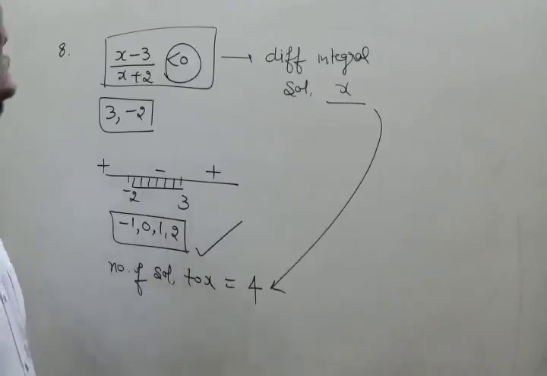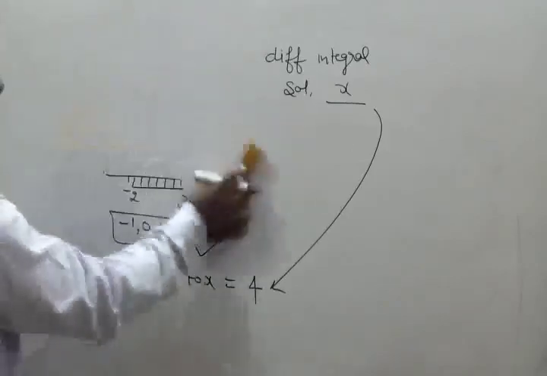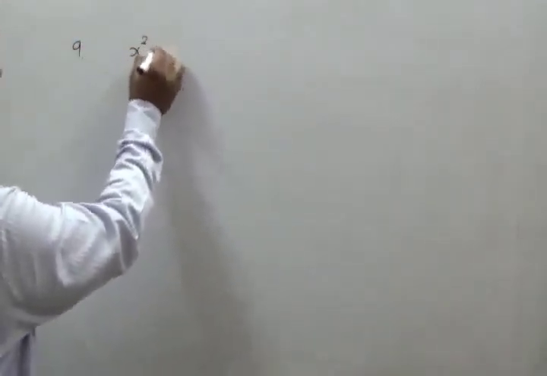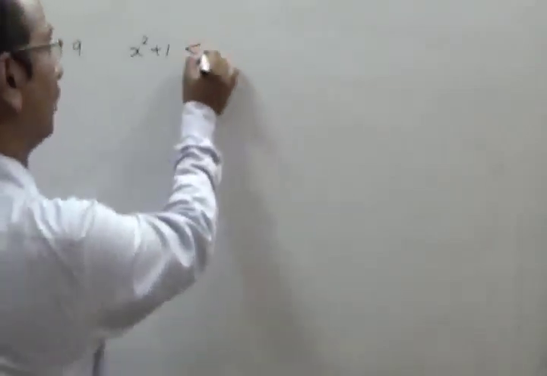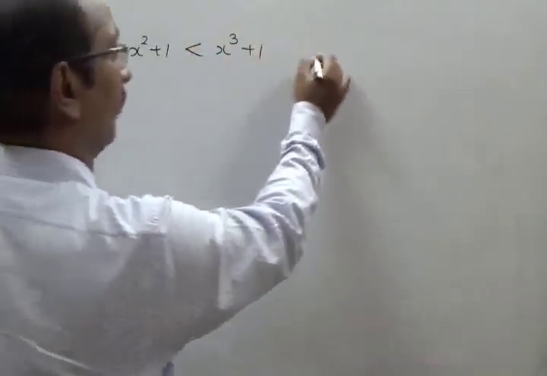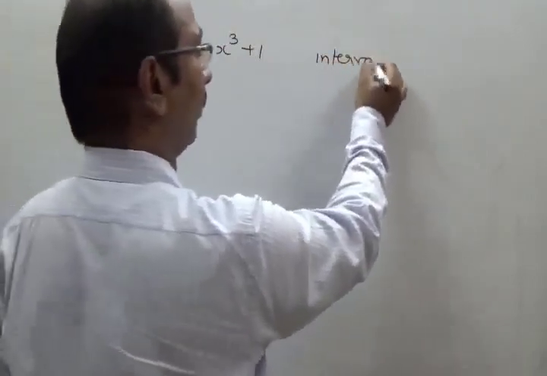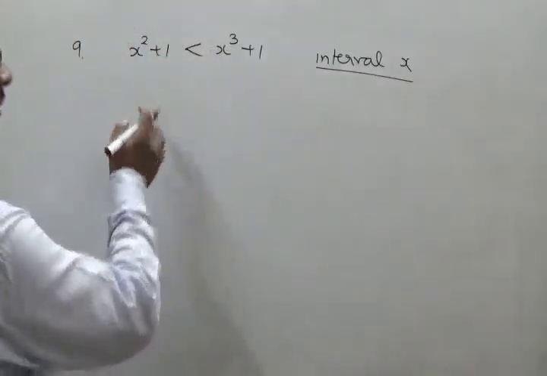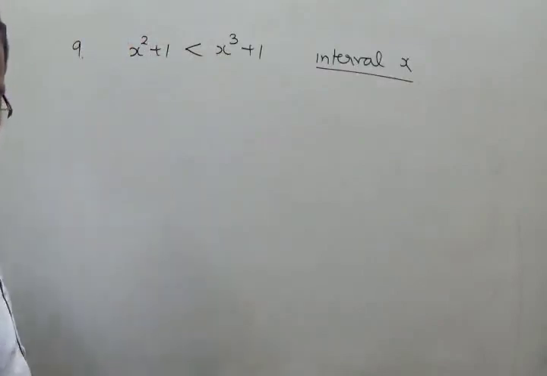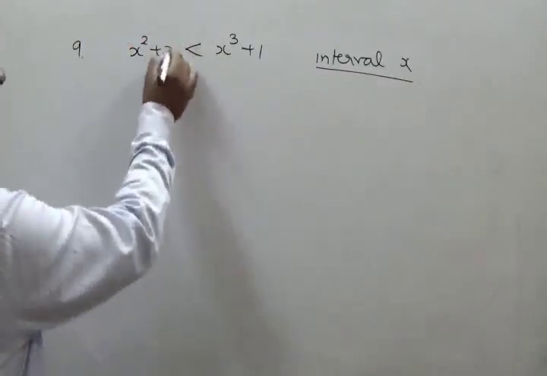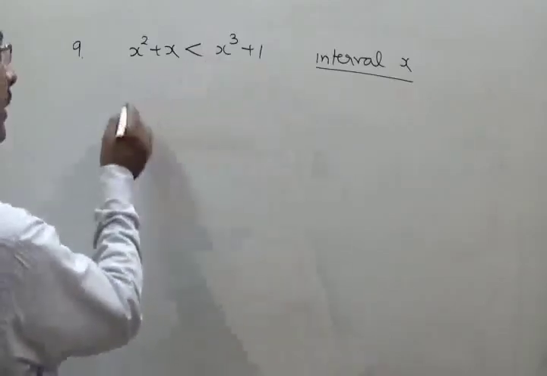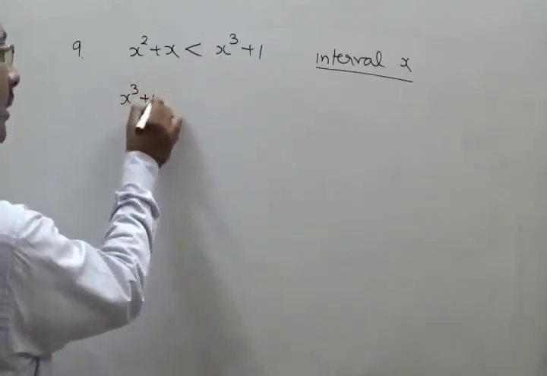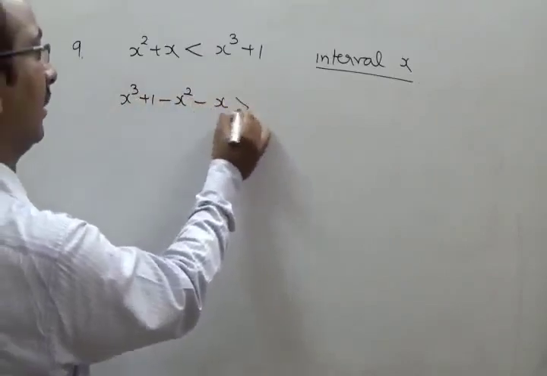Right? After that I am going to discuss the last question of this session. Statement number 9. It is given that x square plus x is less than x cube plus 1. We have to find the intervals of x. For answering it, I will bring that term over here. So I may say x cube plus 1 minus x square minus x is greater than 0.